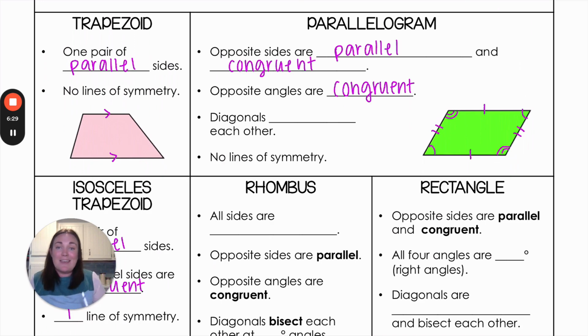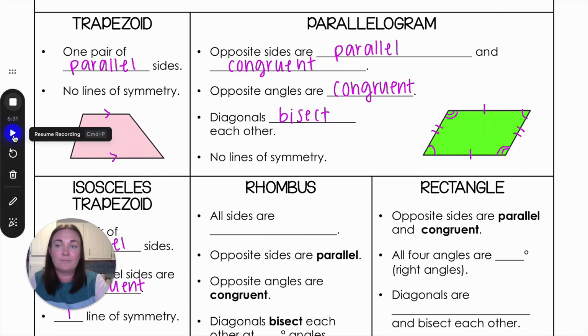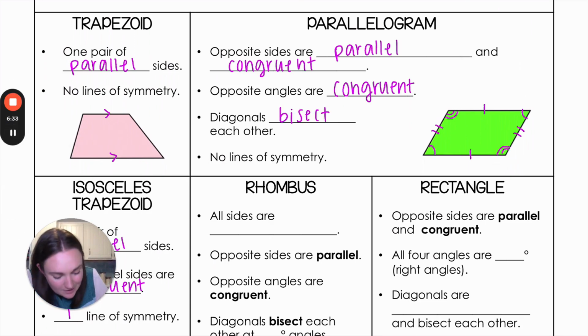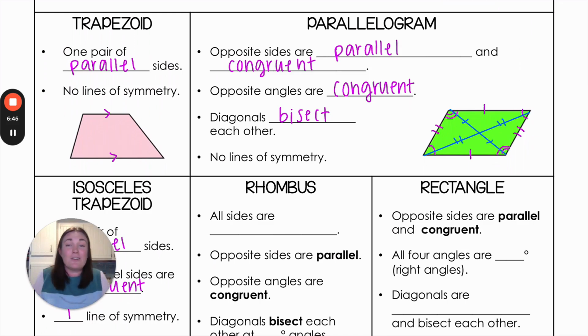The last big thing is that diagonals bisect each other. So remember that a diagonal connects two opposite angles, right? So there's one diagonal, there's another diagonal, and if they bisect each other, that means that this side and this little side are equal, this side and this side are equal. A parallelogram does not have any lines of symmetry. There's no place where I can fold it in on itself and it's going to match up on either side.